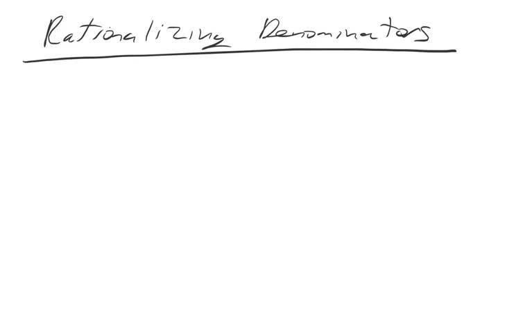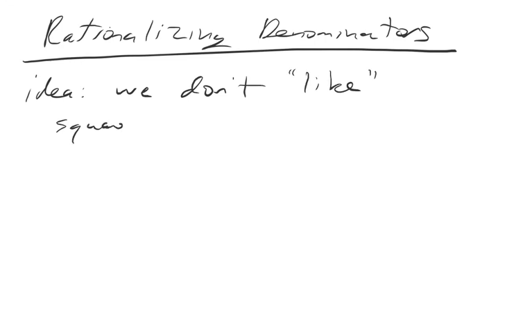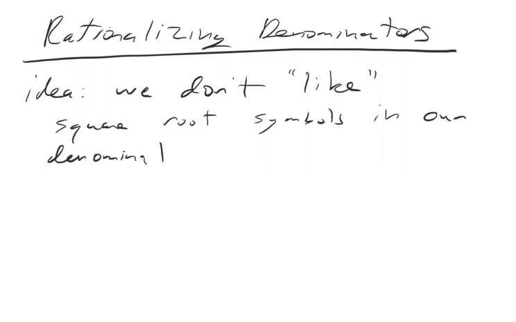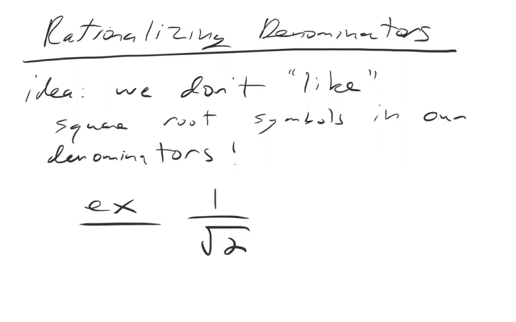So in mathematics, the big idea here is we don't like square root symbols in our denominators, in fractions. We don't like square root symbols in our denominators. As an example, 1 over square root of 2, we don't like that as a mathematician because denominators are hard enough to work with, let alone throwing a square root down in there.